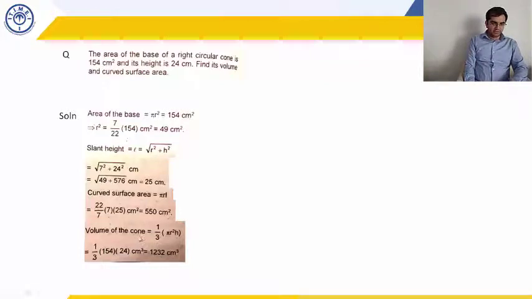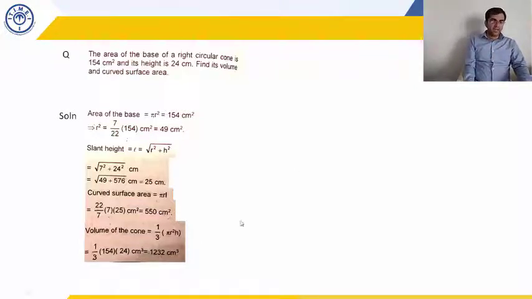Yes, let's look at the volume part first. Volume is 1 by 3 pi r square h. Pi r square is 154, h is 24. And do you see, in one single step we got the answer? Now look at the number of steps for the second part. Step number 1, 2, 3, 4, 5, 6. 6 steps versus 1 step. That is why it was important for you to understand what you should calculate first.